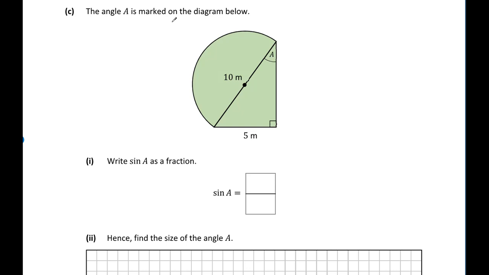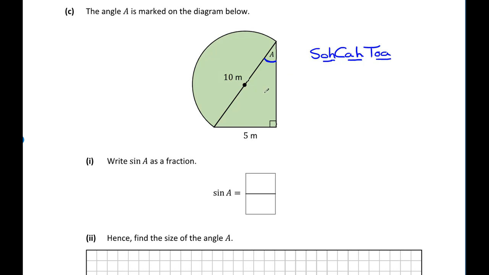Trigonometry. The angle A is marked in the diagram below. Write sine A as a fraction. Well, sine A, let's do this. SOHCAHTOA, or silly old Harry caught a herring trawling off America. I prefer SOHCAHTOA, so I'm going to go with SOHCAHTOA. So sine is opposite over hypotenuse, cos is adjacent over hypotenuse, tan is opposite over adjacent.